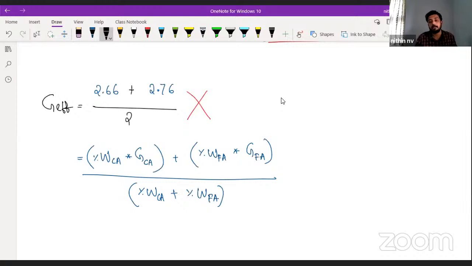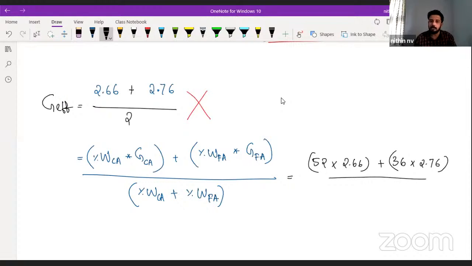So if the quantities are the same, generally if we are calculating the average speed, we simply divide with the number. Average precipitation we have seen like that. So how much are you going to get? 52 by 2.66, 36 by 2.76. Very, very important: divide with W only. Don't divide with G and make a wrong answer. 52 plus 36. How much are you getting, guys? Please comment. Thank you. 2.7 you are getting.